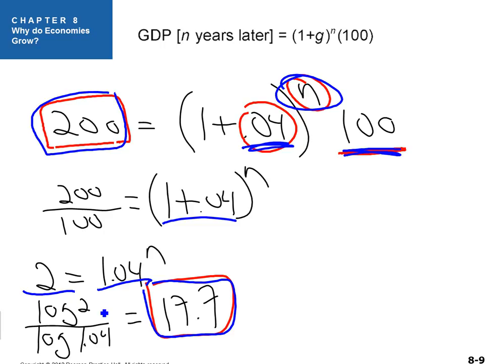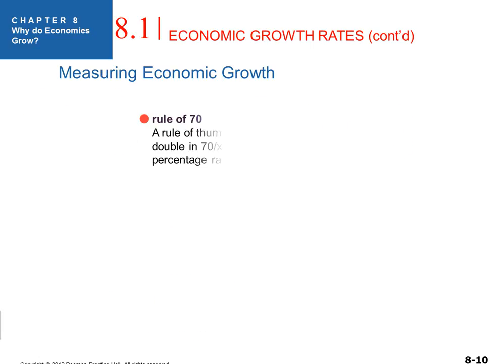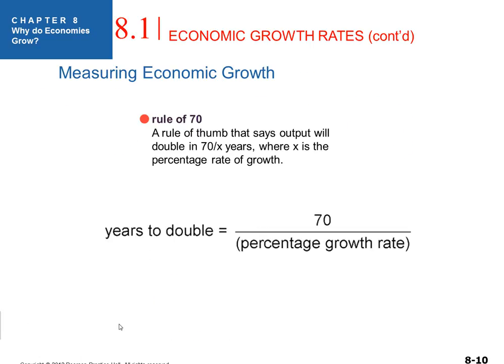And what that means is it would take 17.7 years for our output per capita to go from 100 to 200. Now, if you don't like logarithms, which is not required in this class, I have another handy rule for you in this case. It's called the rule of 70. In the rule of 70, all you have to do is take 70, divide by the percentage growth rate. In my example, I had a 4% growth rate. 70 divided by 4 is 17.5 years.